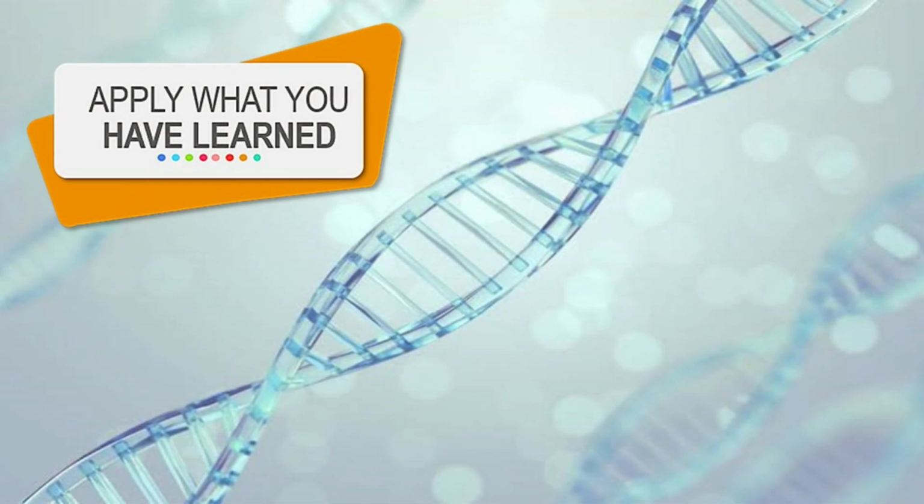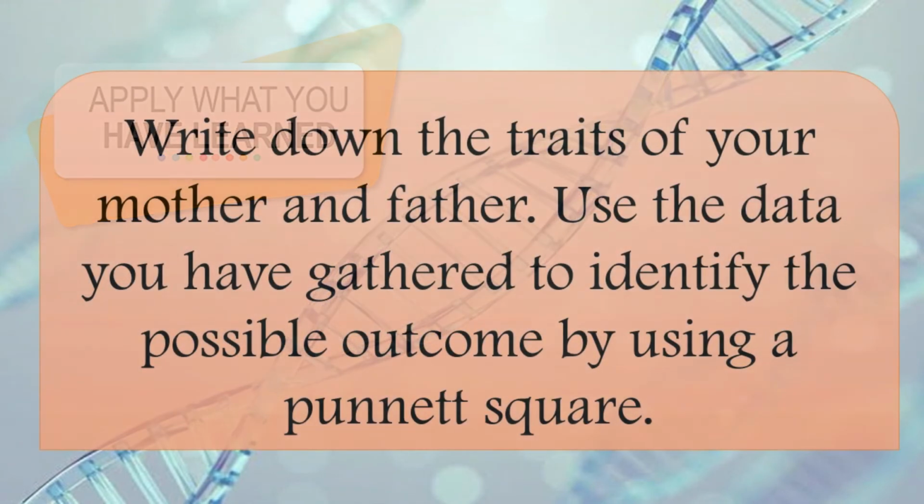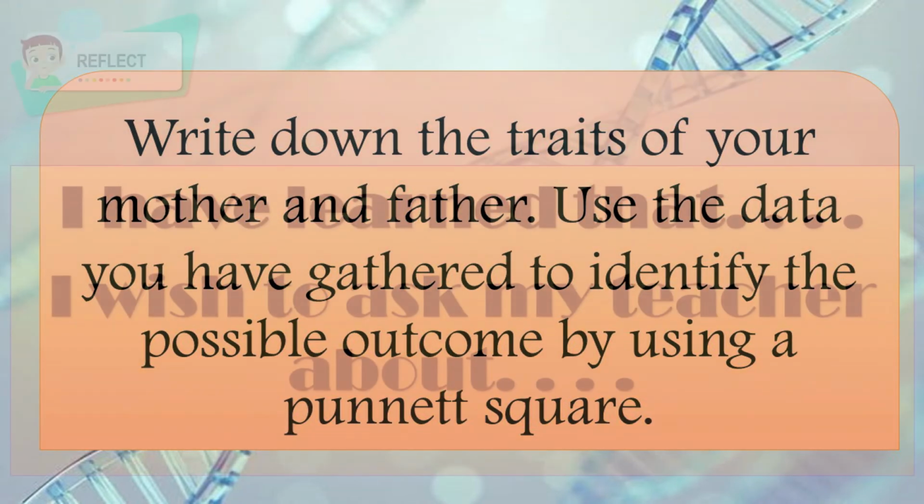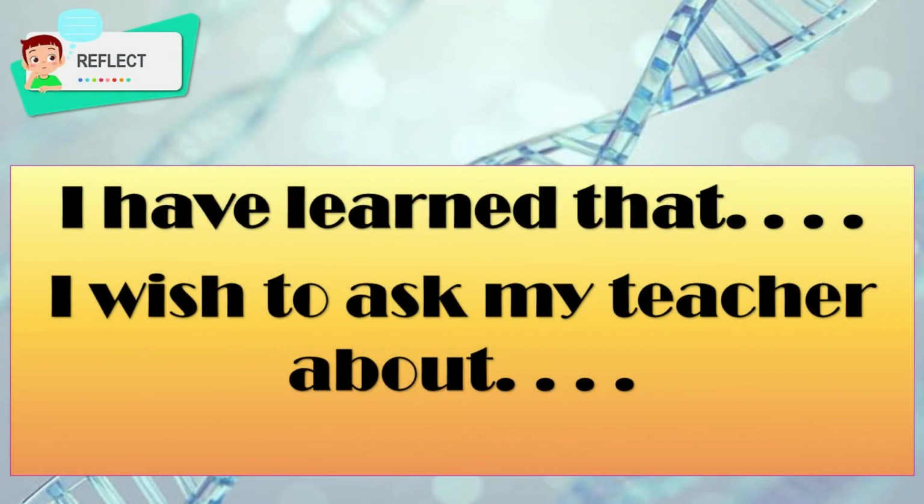Now, let us apply what you have learned to help you retain what we have discussed in this video. Write down the traits of your mother and father. Use the data you have gathered to identify the possible outcome by using a Punnett square. This time, share your final insights by completing the following sentence prompts. I have learned that. I wish to ask my teacher about.